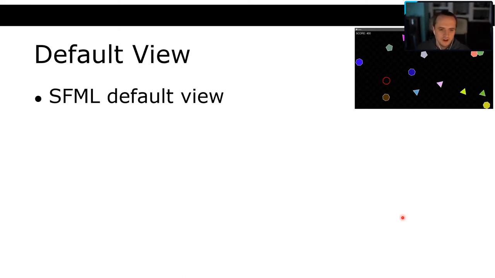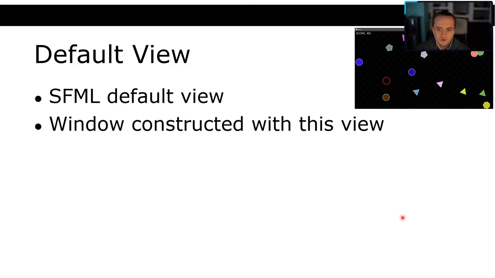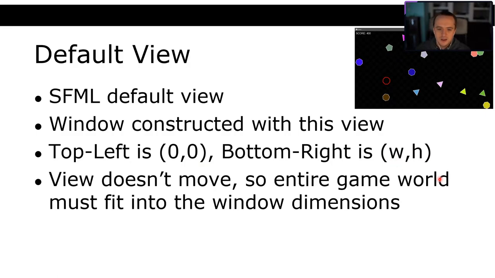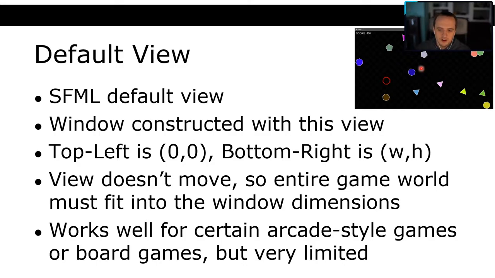So this is what SFML calls the default view. By default, the window is constructed with that view. The top left is 0,0, and the bottom right is width, height. And the view won't move unless we tell it to. So the entire game world must fit into those window dimensions. And it works well for certain arcade-style games or board games, but it's very limited when it comes to implementing more complex game mechanics. So for example, this Geometry Wars game is a perfect example of where a default view is all we need. Or if we think about a game like Donkey Kong or Pac-Man or old arcade games like Asteroids, Centipede, where the entire game world lived on one screen, that's when we would want to use the default view.